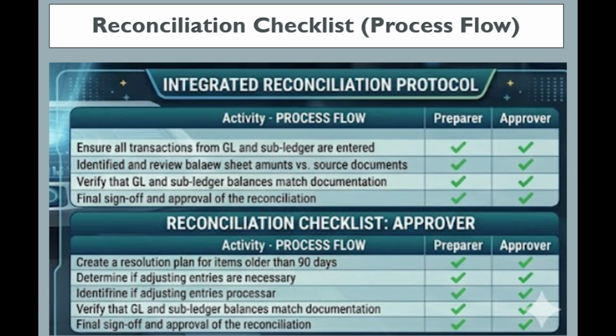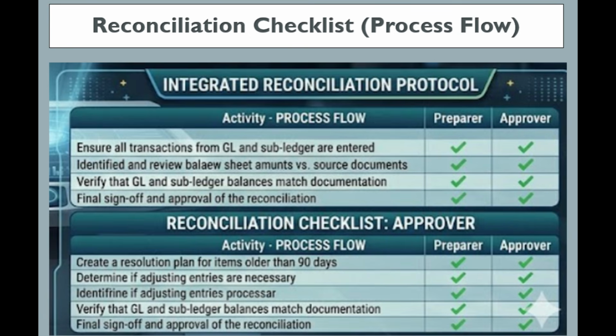number. Entering transactions: making sure every single bill and payment is typed into the system. Comparing documents: looking at the source documents, like bank statements or invoices, and matching them to what is written in the company records. Solving old problems: if a debt is older than 90 days, 3 months, they must work together to create a plan to either collect that money or remove it.